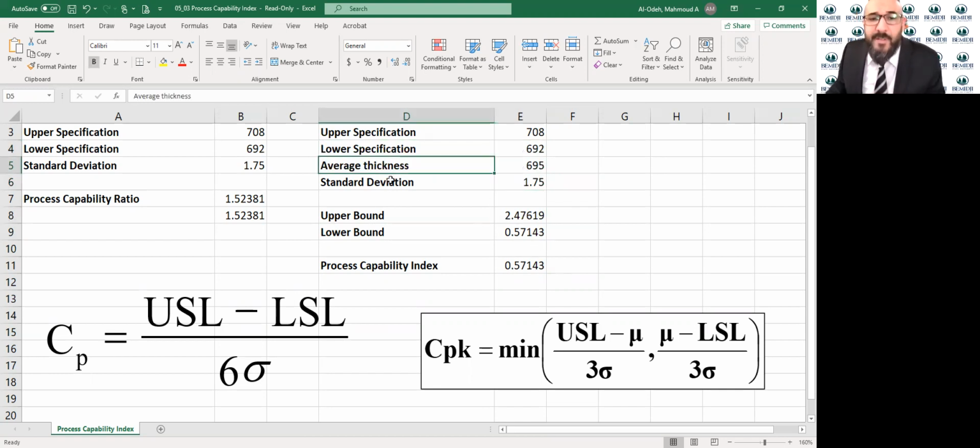So the average and the standard deviation have an impact. If we change the average back to 700 and make the standard deviation 3, that will result in an incapable process, and this will make the process not able to meet the customer needs.